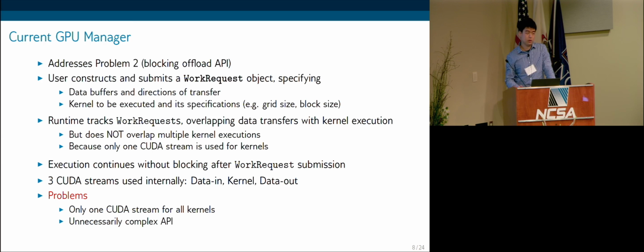But the good thing is that the execution continues without blocking after the user submits work requests, which addresses the second problem. Internally in the current GPU manager, three CUDA streams are used: data in, kernel, and then data out. As I said before, the problems are that there's only a single CUDA stream that can execute kernels, and also the API that uses work requests is unnecessarily complex.